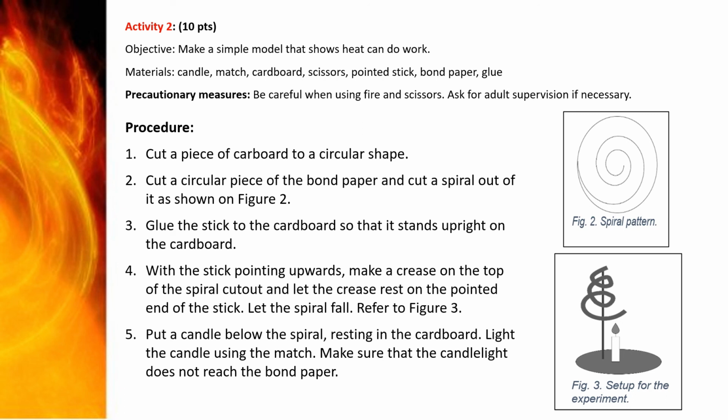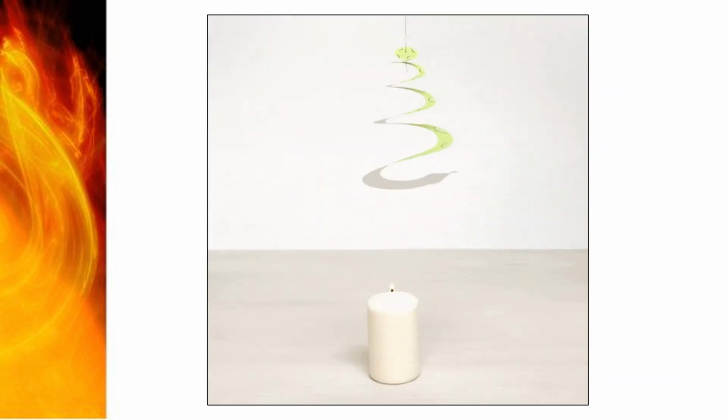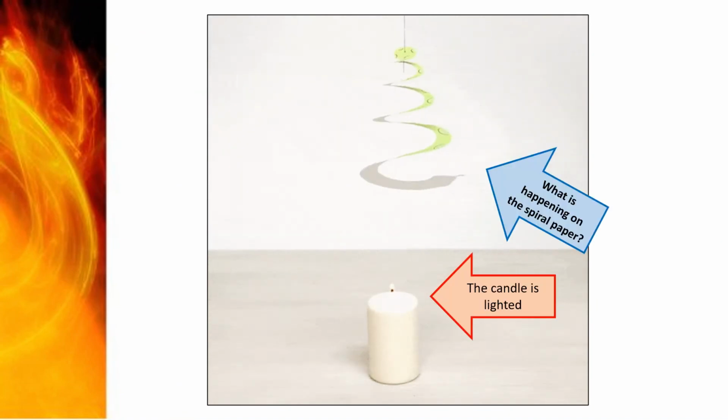Number 5. Put the candle below the spiral, resting in the cardboard. Light the candle using the match. Make sure that the candle light does not reach the bond paper. So for you to have an idea about this experiment, let us take a look on this next slide. So this is how this experiment looks like. The candle is lighted. What is happening on the spiral paper?